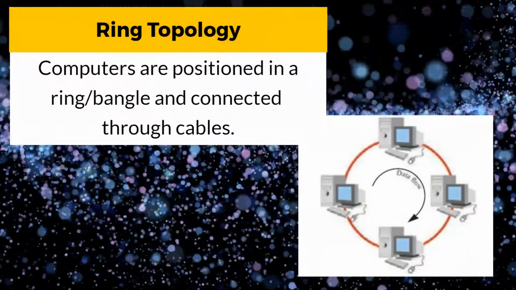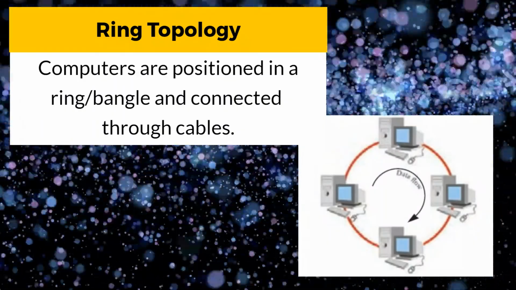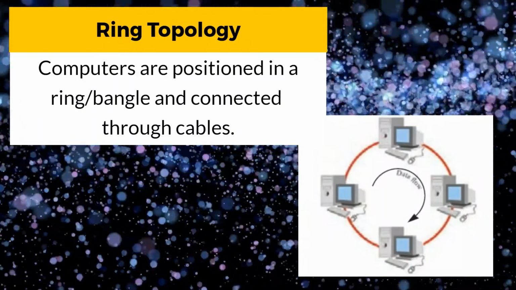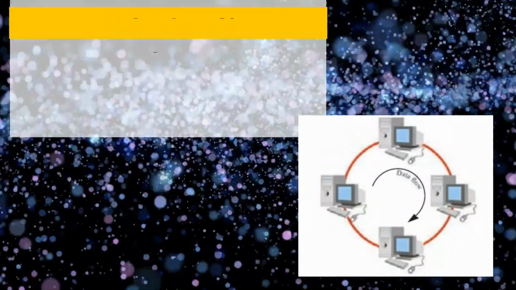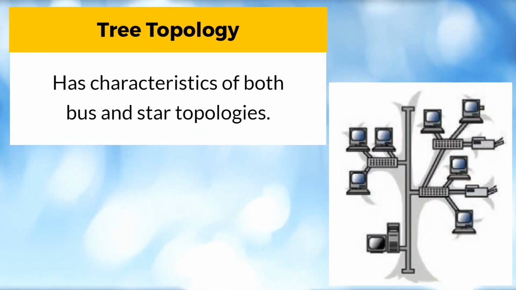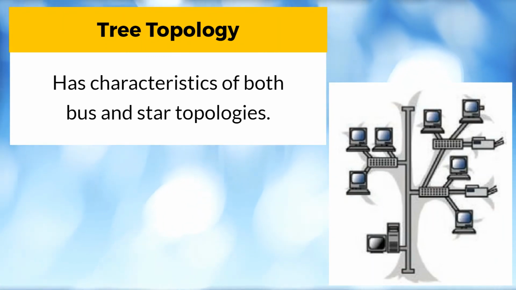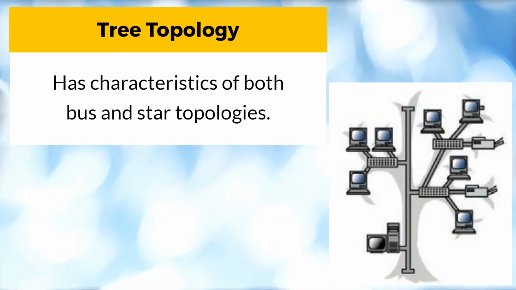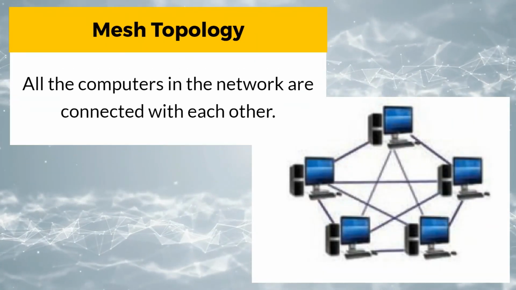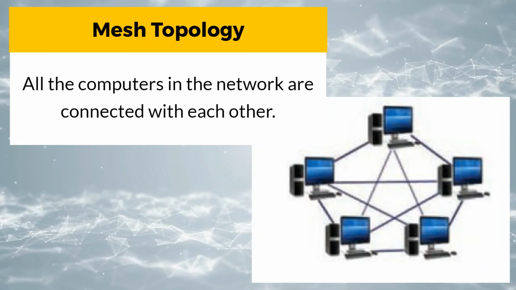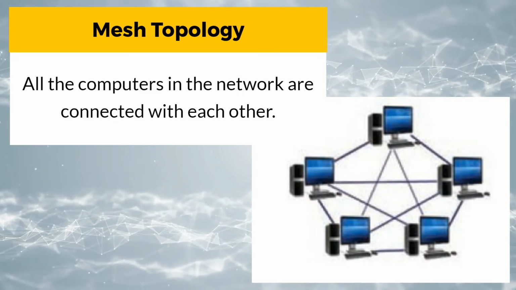Number 3. Ring topology. Computers are positioned in a ring or bangle and connected through cables in the ring topology. Number 4. Tree topology. It has characteristics of both bus and star topologies. Last topology is the mesh topology. All the computers in the network are connected with each other in mesh topology.